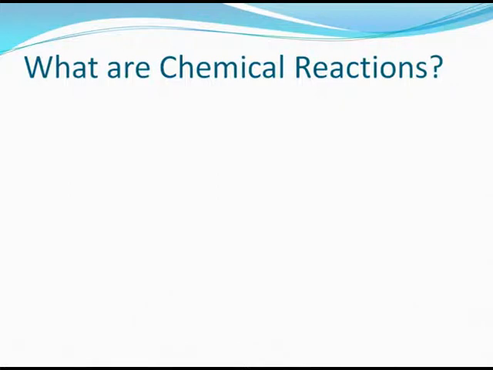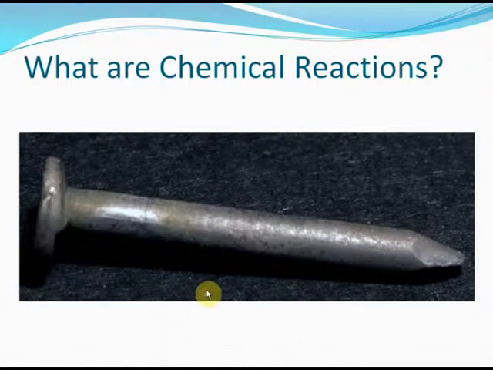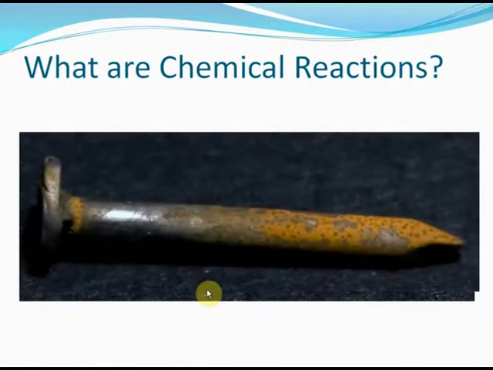What on earth are chemical reactions? Before we learn exactly what a chemical reaction is, let's look at some common examples of chemical reactions all around us. You must have seen nails like this, isn't it? And you must also have seen that after some time, nails rust and become like this. Rusting of iron is a chemical reaction.